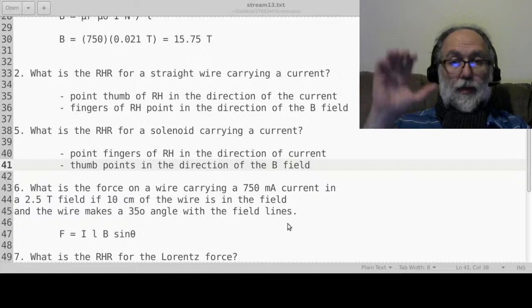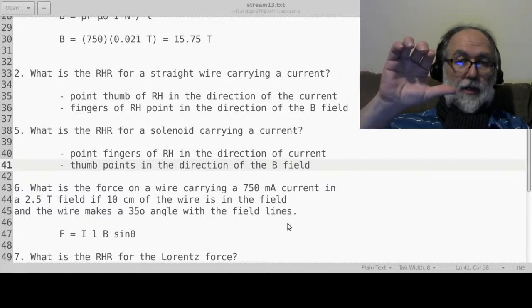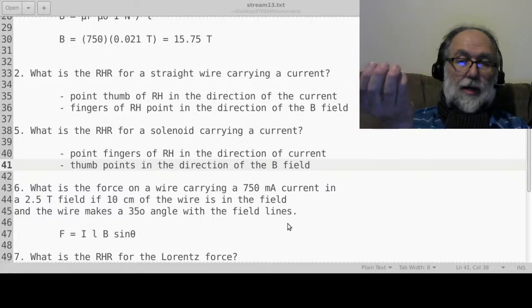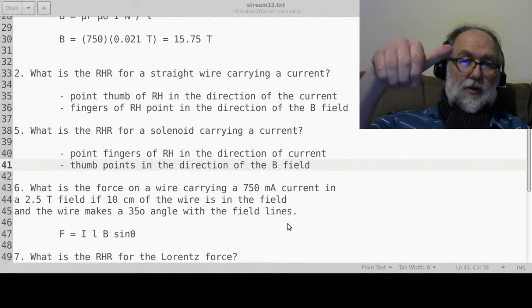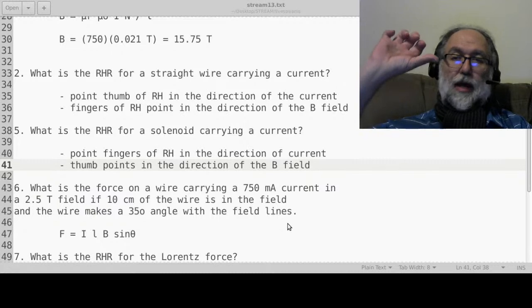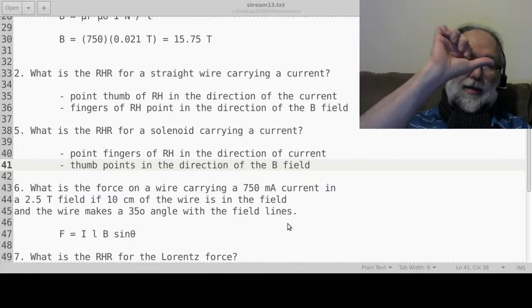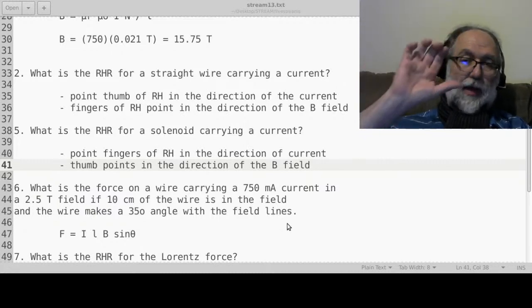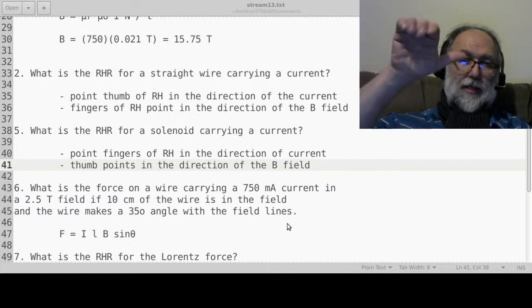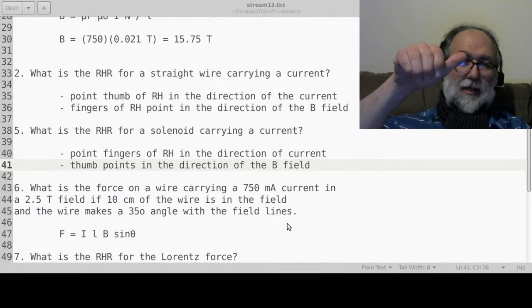So now, here's my hand. It's either going to be this way or that way. So see, in the front it was going down, and in the back it was going up. And so you can see my thumb is going to be pointing that way. I think I have that right. I might be having a mirror image. You might be seeing a mirror image.